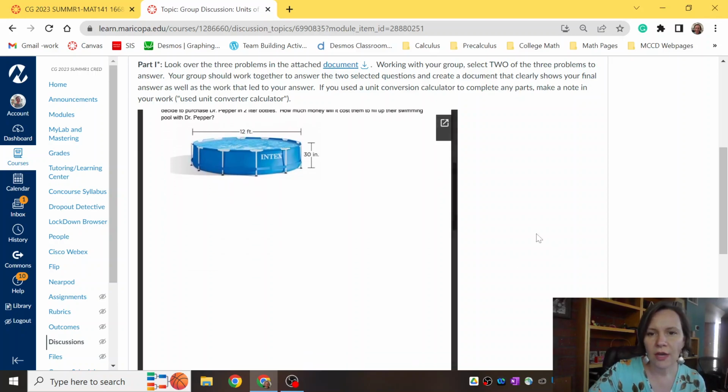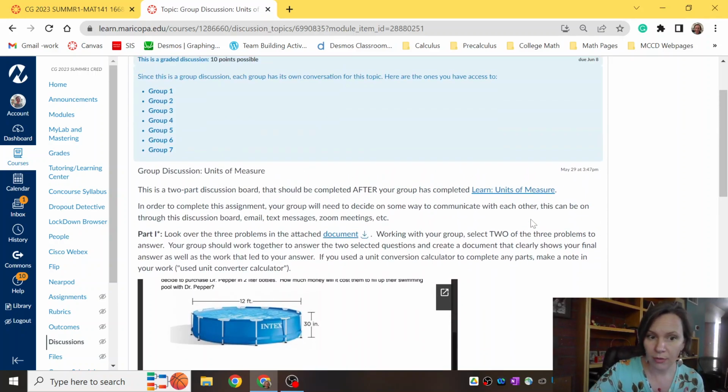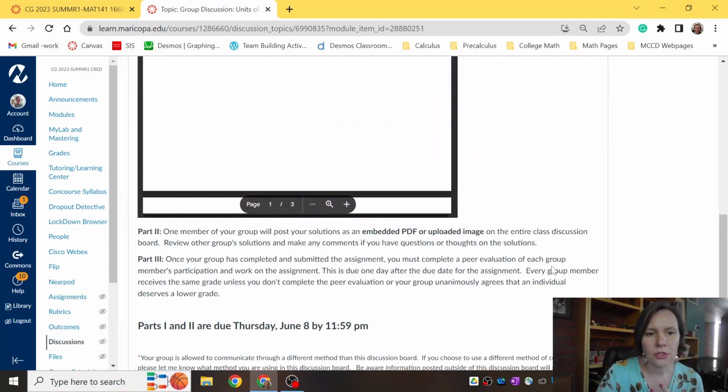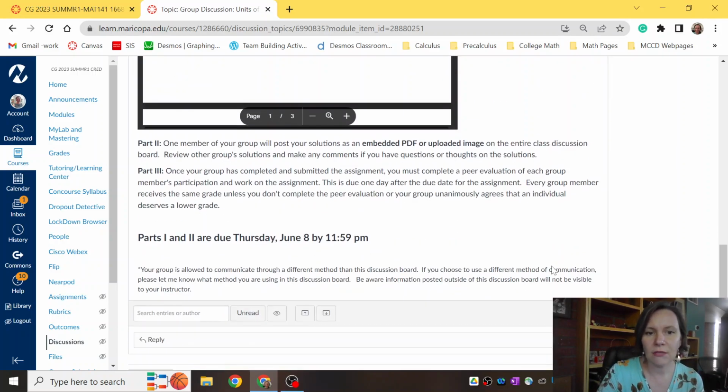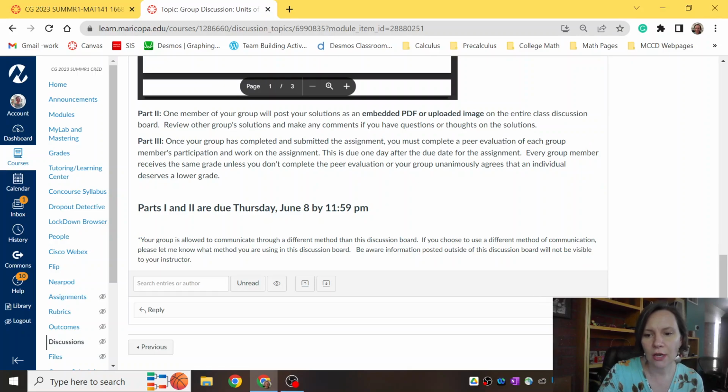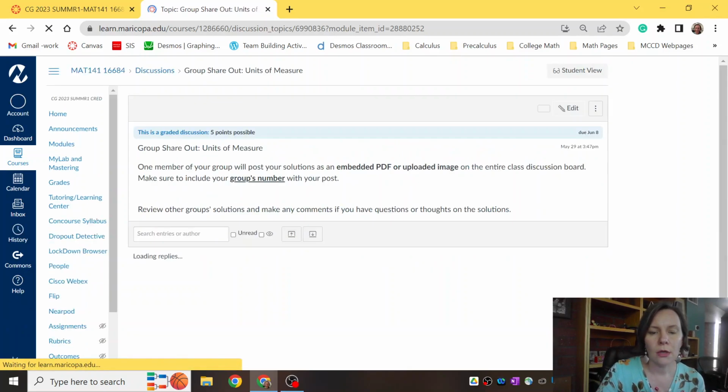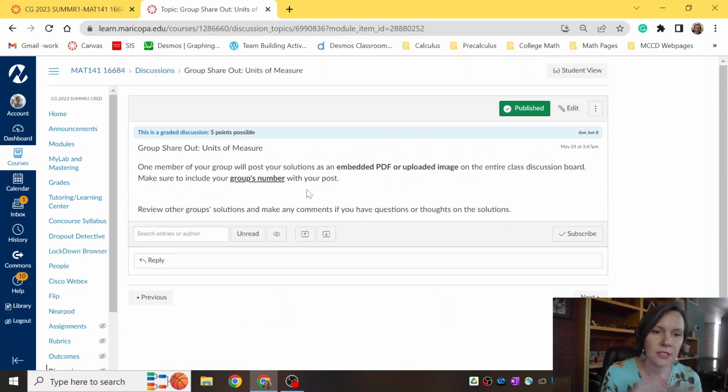And then once you've solved your problems, and when I say solve the problems, it's not just about the final answer, it's about all the work that led to your answer, shown in a nice, neat, organized way. When you've done that, you're going to go to the second part of this assignment, in which you're going to share your answers with the entire class.